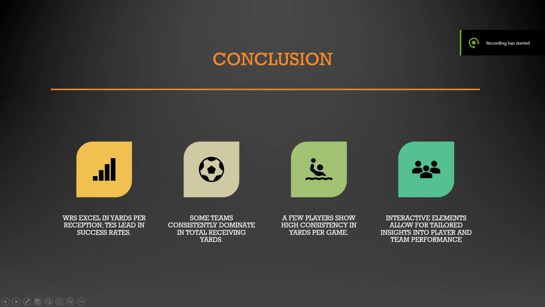So now for my conclusion. Our analysis highlights key trends in receiving efficiency. Wide receivers stand out in yards per reception, while tight ends excel in success rates. On the team level, some consistently outperform others in total receiving yards, showcasing the impact of their receiving corps. At the player level, our scatter plot revealed the variability and consistency, with few players showing exceptional performance. Lastly, the interactive features like the yards threshold parameter allow us to customize the analysis and dive deeper into specific insights.